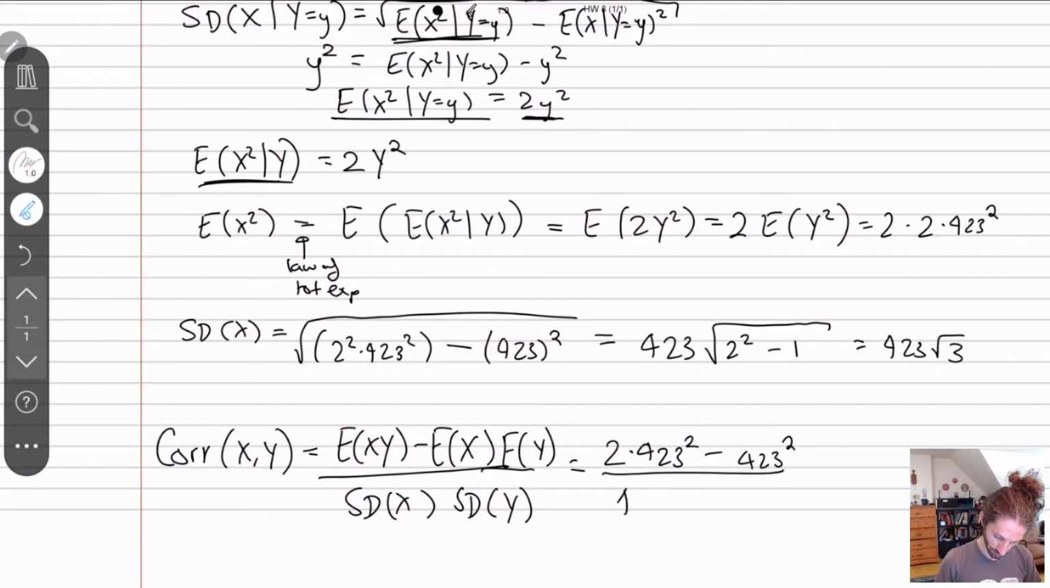Divided by 423 square root of 3, times SD of y, which is 423. So here we get 2 minus 1, 423 squared. On the bottom, I get 423 squared times square root of 3, which is equal to 1 over square root of 3. And that is our final answer.